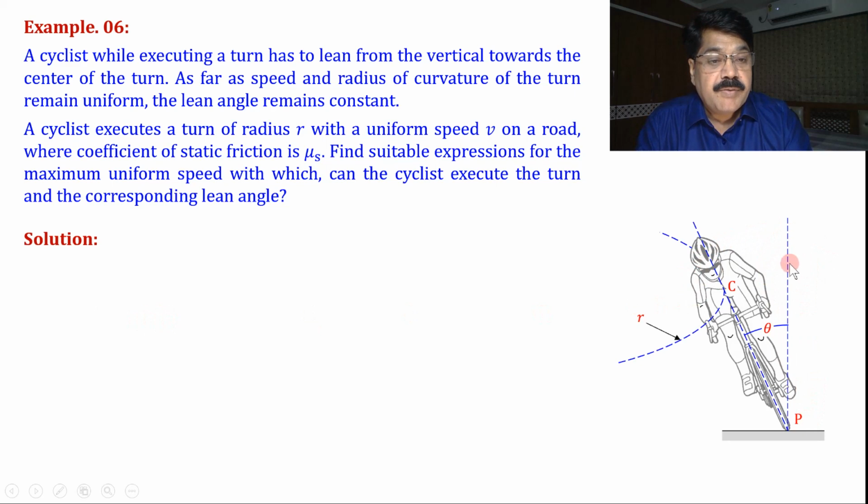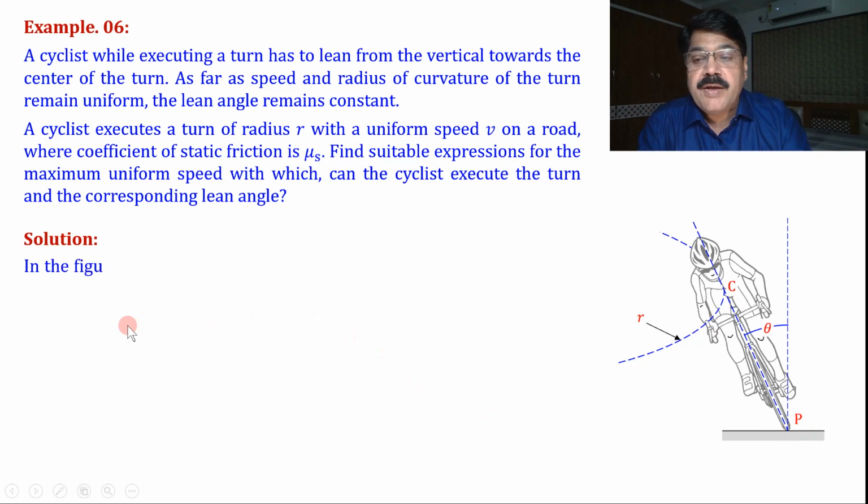So what we have to think: here we are assuming a cyclist on the turn, leaning from the vertical by an angle theta, and here is the center of mass of the cyclist as well as the cycle. Because the cyclist and cycle move together, we can assume them as a composite body. This is the mass center of this composite body, and radius r is the radius of the path on which the mass center is moving. This r is not the radius of the track which the wheels are following, and here P is the point of contact of the wheel with the road.